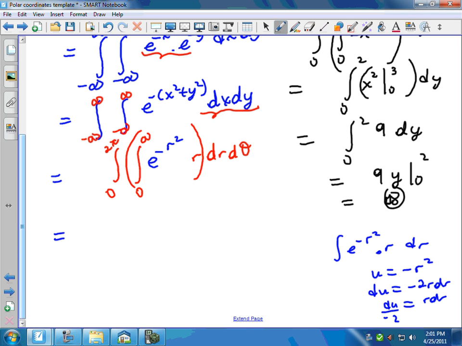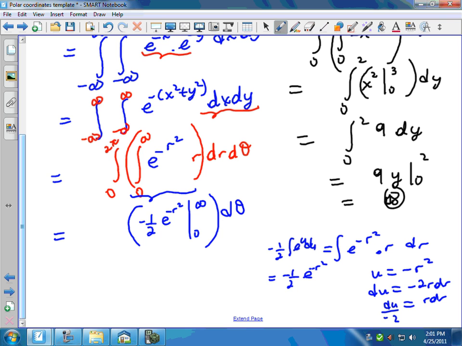Now this is calculus 2, integrating e to the negative r squared times r. That should not be a huge shock to us, right? We should be able to do that part. So this inner part then, what will be the integral of this whole thing? Negative 1/2 integral e to the u du. What is that? Negative 1/2 e to the u, being negative r squared, right? You put the u back in there. So this whole thing becomes negative 1/2 e to the negative r squared from 0 to infinity. You still have the outside sitting there, d theta.